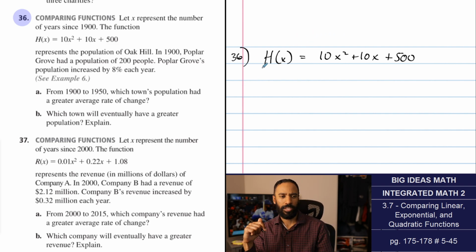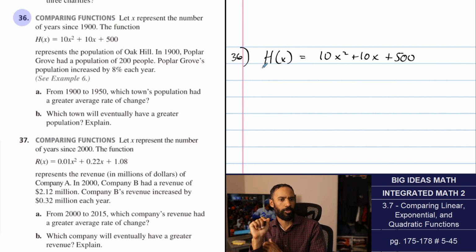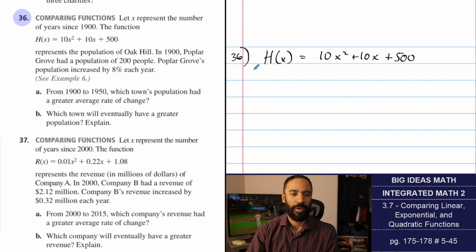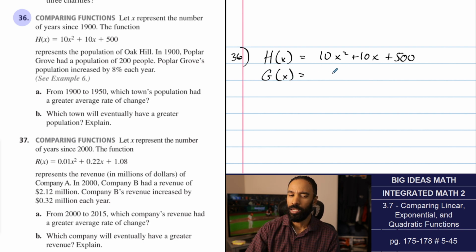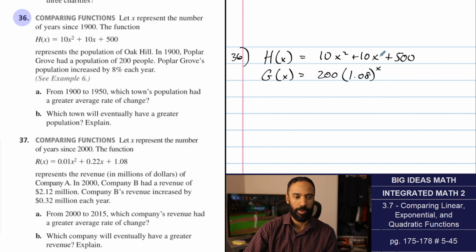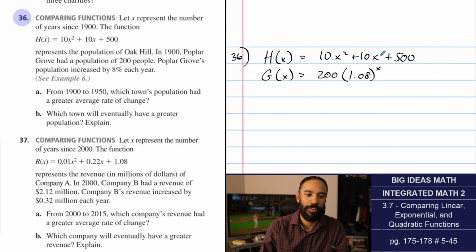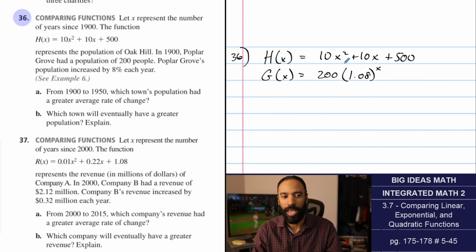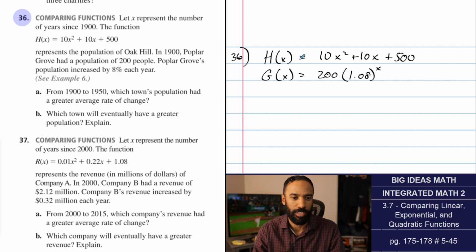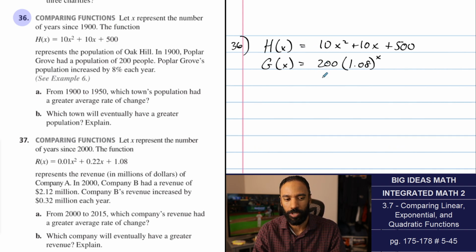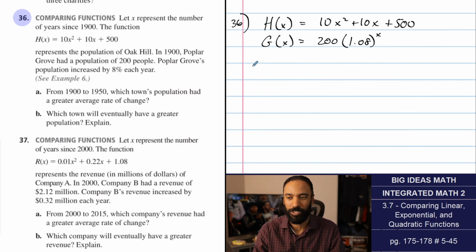So I'll remember H for Oak Hill. Poplar Grove. I guess we can use G of X. Poplar Grove had 200 people, increased by 8% per year. So Poplar Grove will be 200 initially in 1900, and an 8% increase is 1.08 raised to that same x power. From 1900 to 1950, which town's population had a greater average rate of change? Probably going to guess the first guy, because the quadratic to exponential. Because they'll say, over time, exponential is going to win.